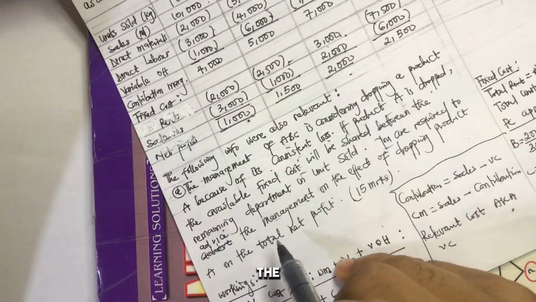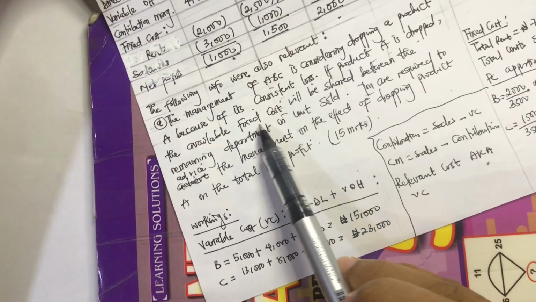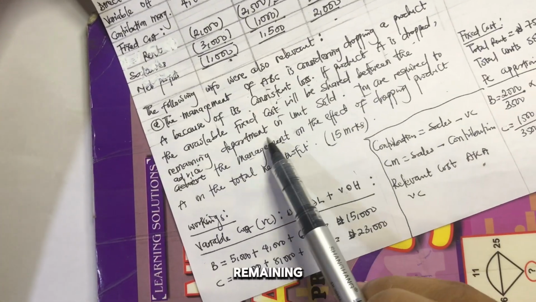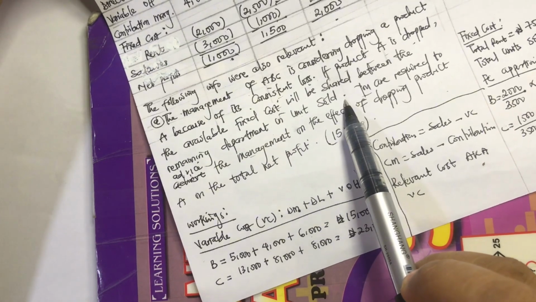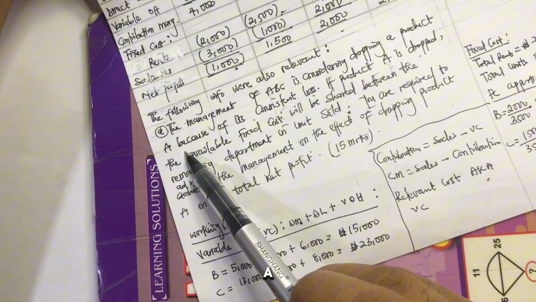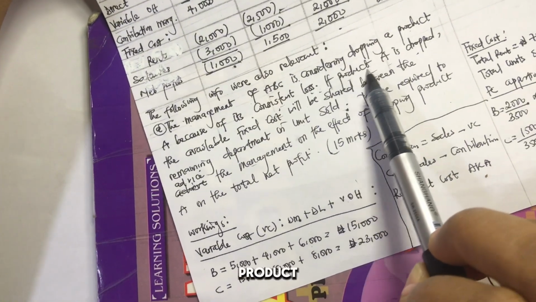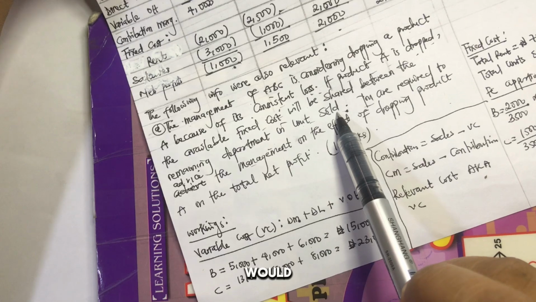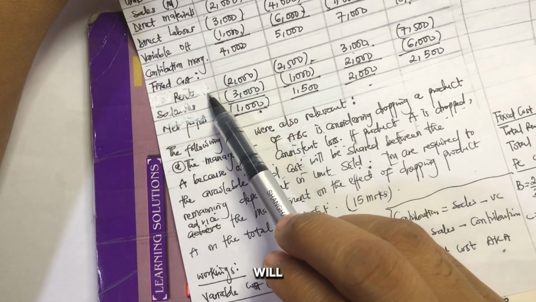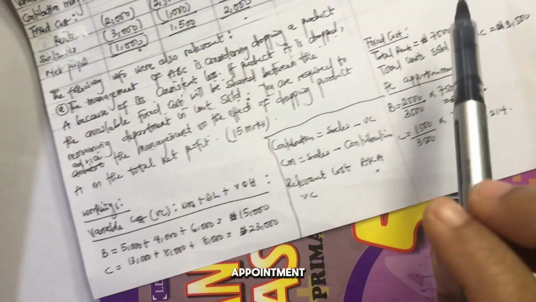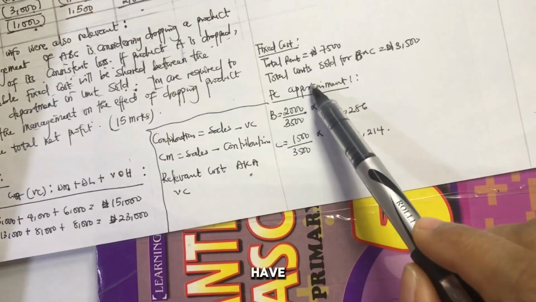because we were told in the question that the available fixed cost will be shared between the remaining departments in units sold. Again, the management of ABC is considering dropping the product A because of its consistent loss. If product A is dropped, the available fixed cost will be shared between the remaining departments in units sold. So the rent here will be changed. It won't be this and this. It will change. So for the apportionment, I have the workings here already.